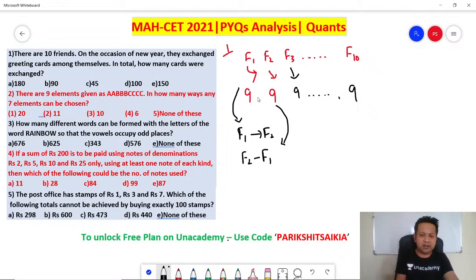So if you calculate 9, basically you are adding how many times? 10 times. So total how many ways? 90 ways. Got it? If anyone wants to use the formula, you can use the formula as well.